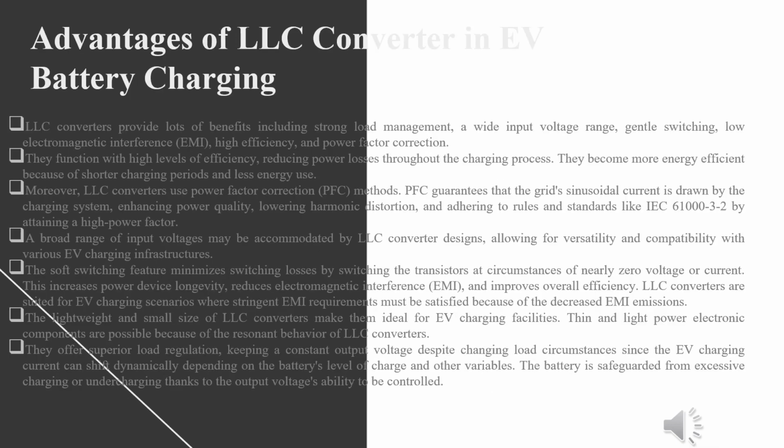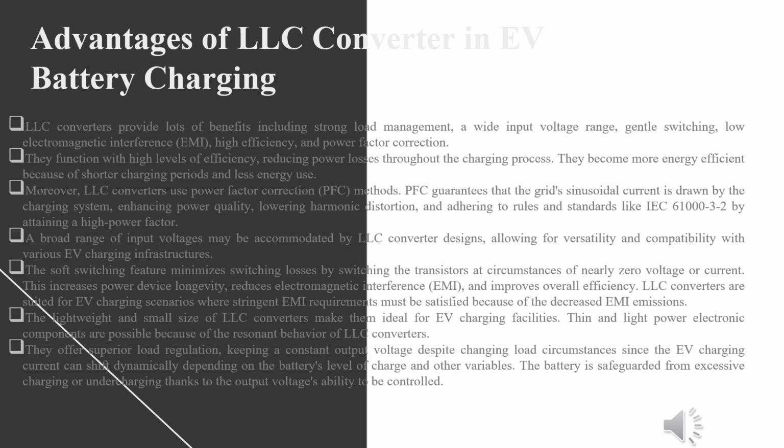Now, advantages of LLC converter in EV battery charging. LLC converters provide lots of benefits including strong load management, a wide input voltage range, gentle switching, low electromagnetic interference, high efficiency, and power factor correction. They function with high levels of efficiency, reducing power losses throughout the charging process. They become more energy efficient because of shorter charging periods and less energy use.